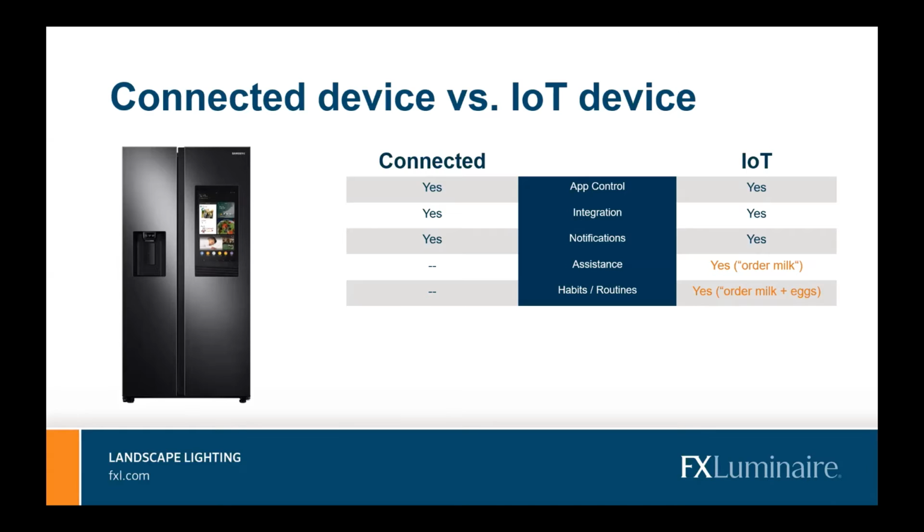If you compare that to an IoT device version, you would have the app control, you would have integration, you would have notification, but this is where it becomes a little bit more smart. Maybe it would have some type of assistance that says, okay, you are low on milk, let me order the milk for you. Or any types of habits or routines. Okay, I know that you need milk, but I've noticed that every time that you buy milk, you also buy eggs. Should I buy eggs for you as well? So it's that type of extra step that it goes from knowing your habits, knowing the data, in order to make life a little bit easier for you.